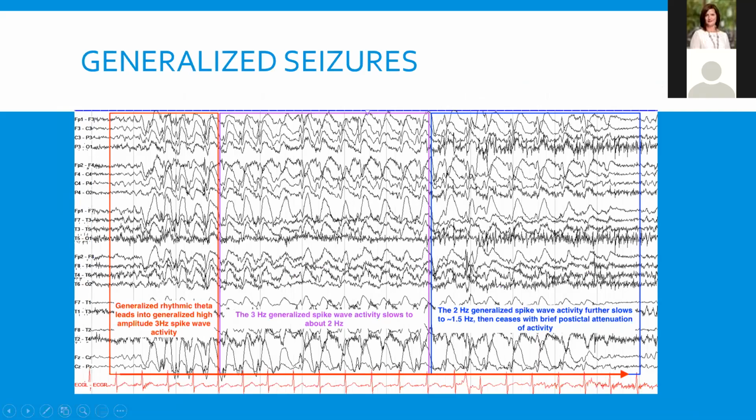Okay. And this is an example of a generalized seizure, where it's not starting in one particular part of the brain. The entire brain starts having a seizure, and it's a little bit similar, right? It speeds up a little bit, it slows down a little bit, and here you can see it's very slow. It slows down, and then eventually it goes away.